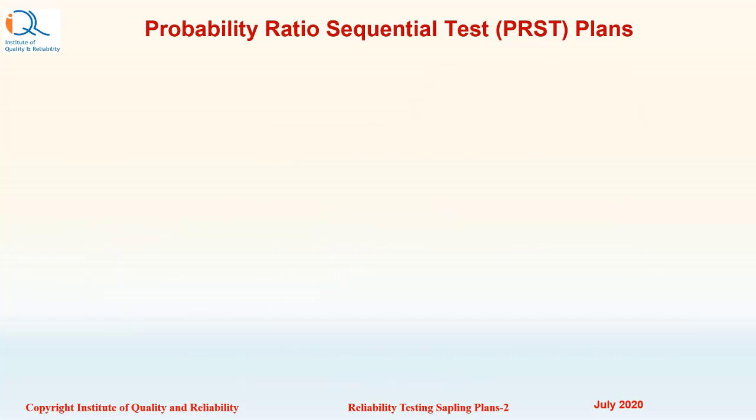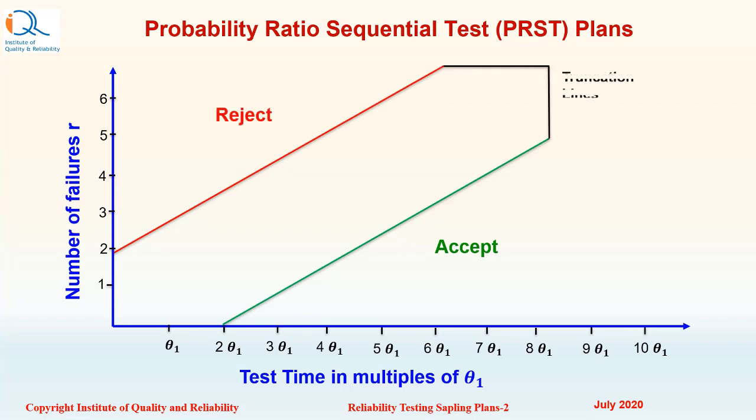Let us see another example. This is the PRST plan. We start test of an equipment and it continues up to 1 theta 1 and the first failure occurs. Then it continues testing. At 1.5 theta 1, second failure occurs.